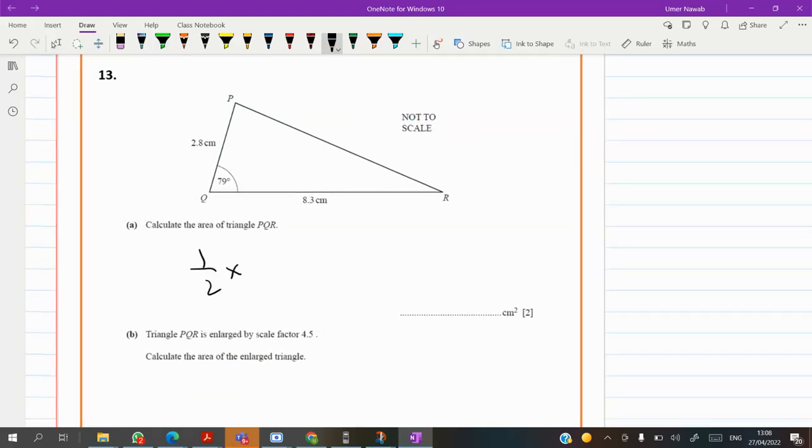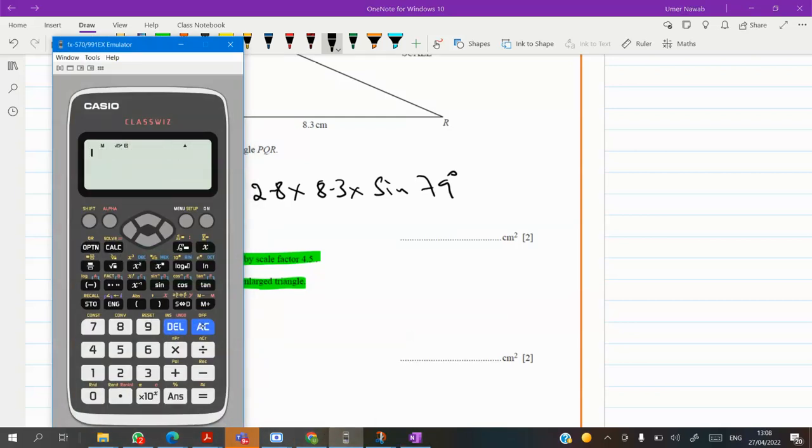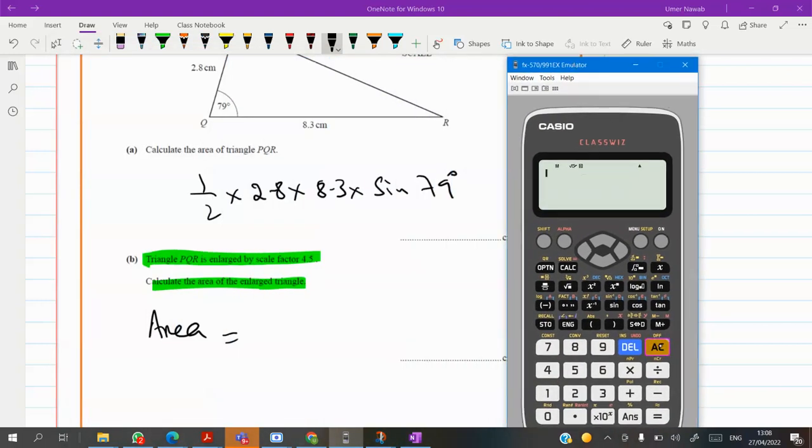Area is half times 2.8 times 8.3 times sine of 79. This is a new thing. This is similarity. Guys, in similarity or enlargement, the area of the new shape divided by the area of the old shape, which we already found. Let me find it for you guys. It's 0.5 times 2.8 times 8.3 times sine of 79. It gives us 11.41.